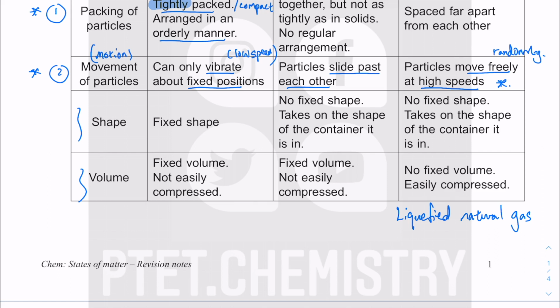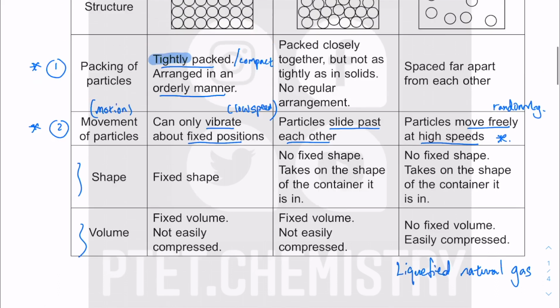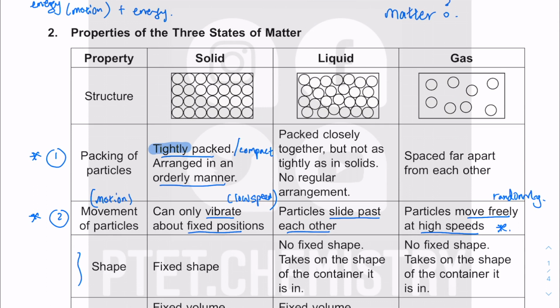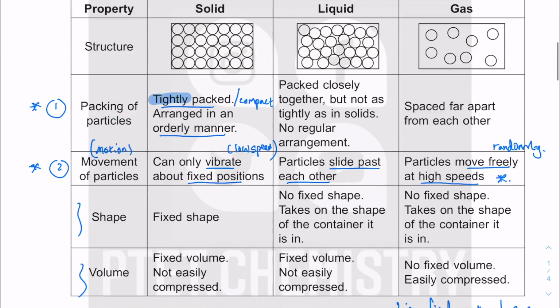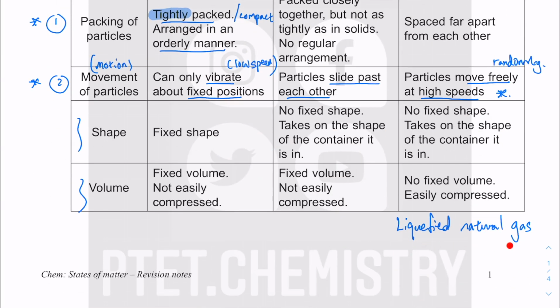All right, it's called liquefied natural gas because the gas is compressed, because gas can be compressed. It's compressed under pressure, so you make the gas particles move closer together. As you apply pressure, you make them closer together. Because the gas particles are closer together, they can be liquefied, they can be condensed. Liquefied natural gas means the gas undergoes condensation.